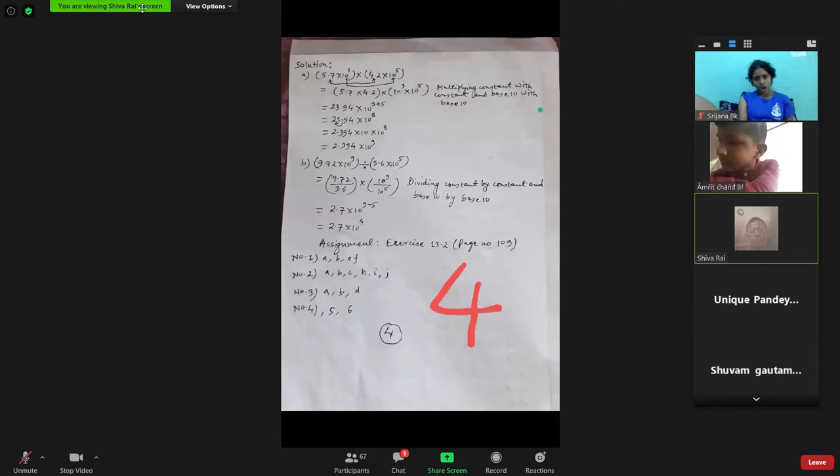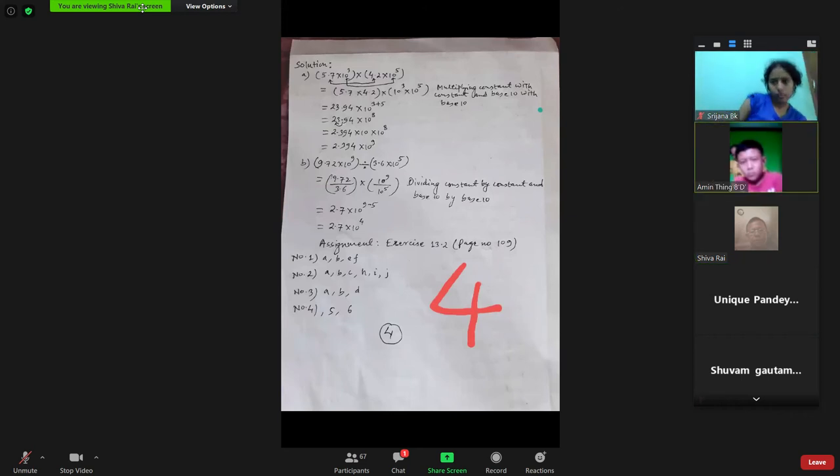Now you look here. Finally, what are we getting? 2.394. 10 into 10 to the power 8 is 10 to the power 9, where the powers are added. Now look at B number. B number is 9.72 into 10 to the power 9 divided by 3.6 into 10 to the power 5. Now here also divide constant by constant and base 10 by base 10. Very easy. If you have this idea, it becomes very easy.